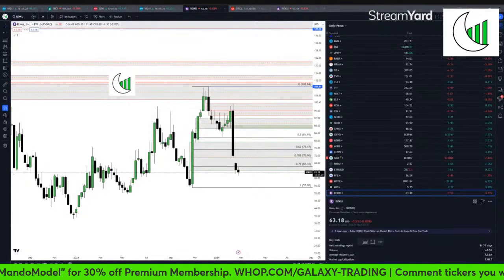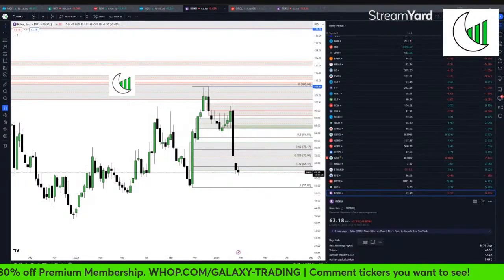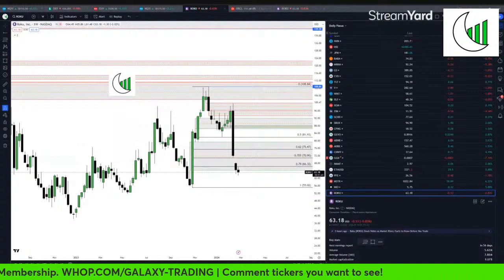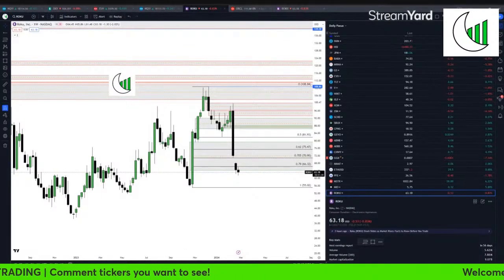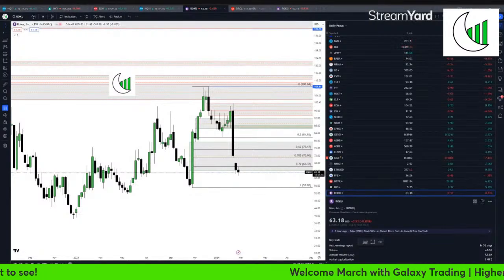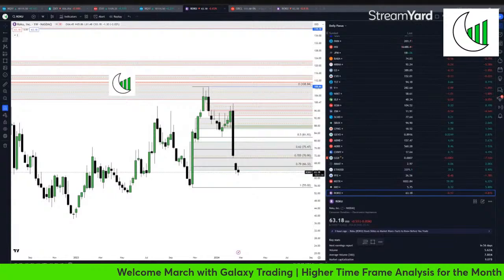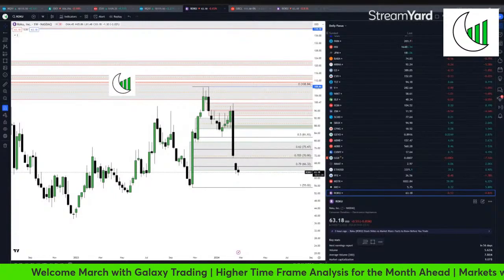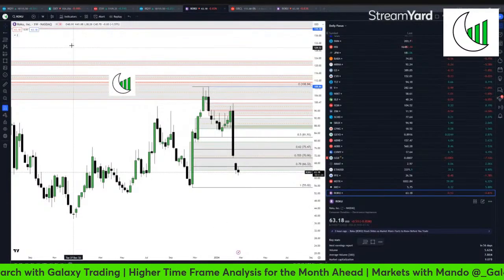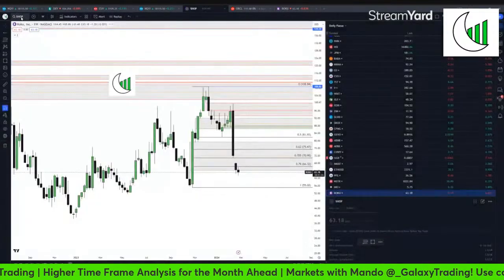Okay, so that's Roku's weekly holding on by a thread. This is getting close to the deadly zone here. All right, so to continue, let's see what our next name is. Shop. All right, let's look at Shopify on the monthly time frame.